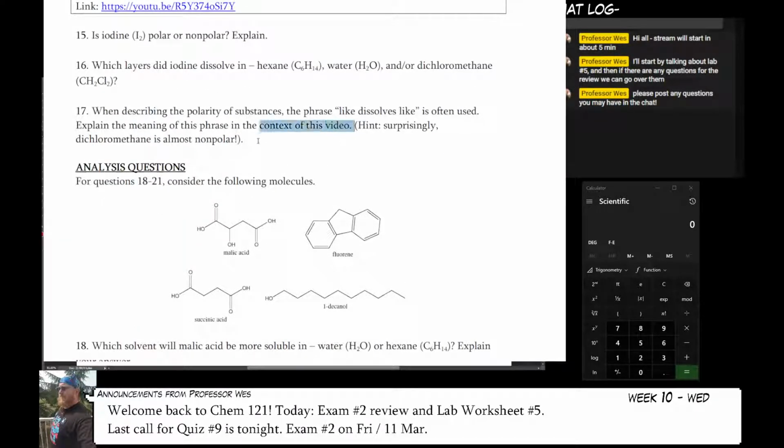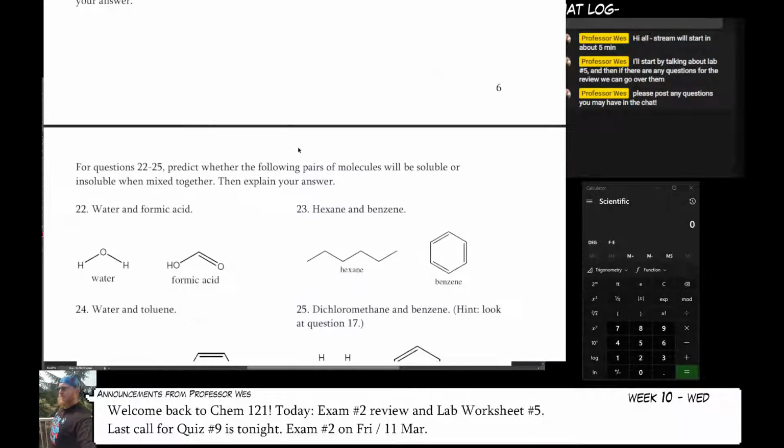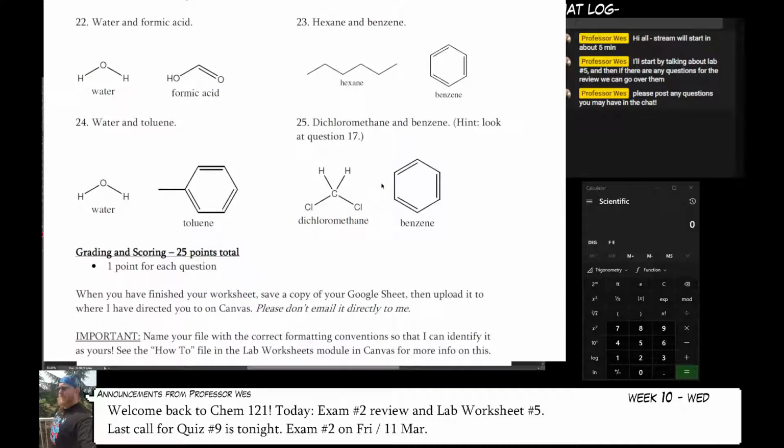And there's the hint right there, right there for number 25. So make sure that you see that hint so that you answer this correctly, because a lot of people get this question wrong.